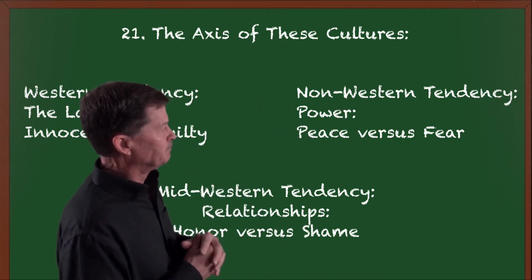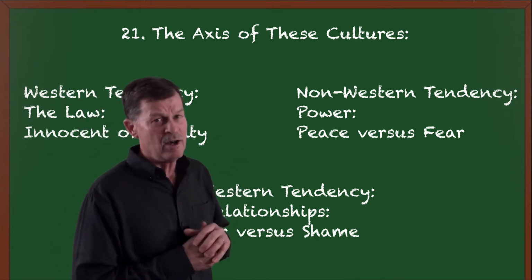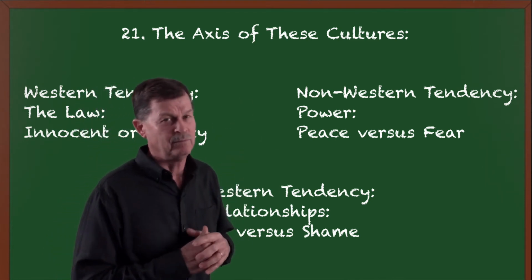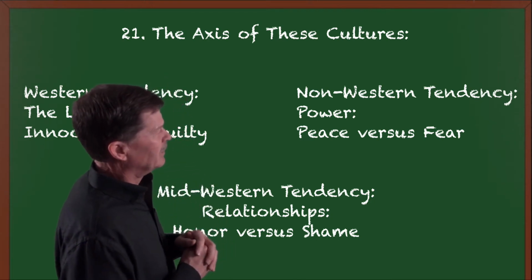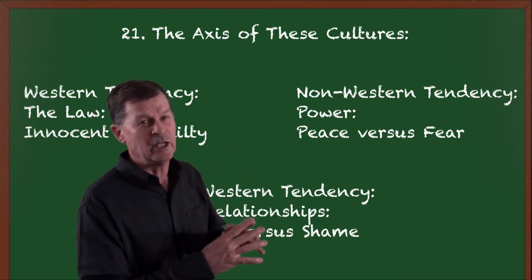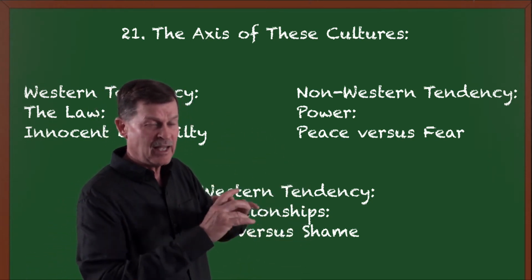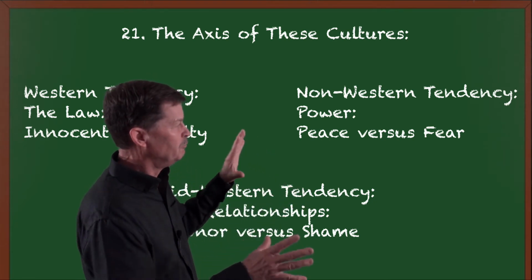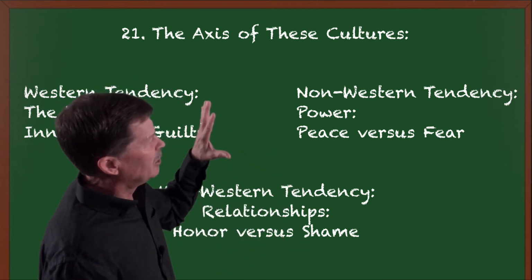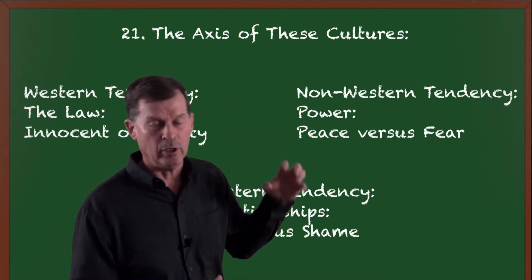Non-Western culture, what is more important? Is it the law? No, not really. So what is it? Well, what's really important in a rural culture that is really isolated, kind of like in the Amazon basin area where we've been? It's called the non-Western tendency, and the axis is power.